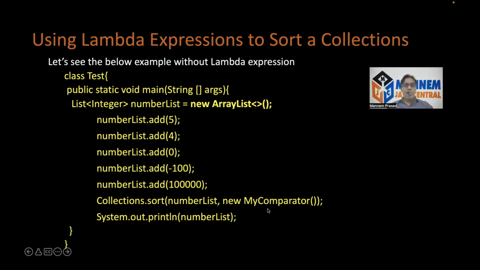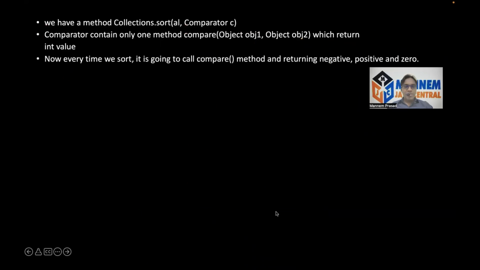So see the code snippet, what is available in the comparator interface. The method Collections.sort is taking two parameters. One is the array list reference and another one is the comparator. The comparator contains only one method, that is compare, which is taking two objects. And this compare method returns an integer value. Every time we sort, it is going to call the compare method and return a negative value, positive value or zero value, depending on the comparison of the two objects.